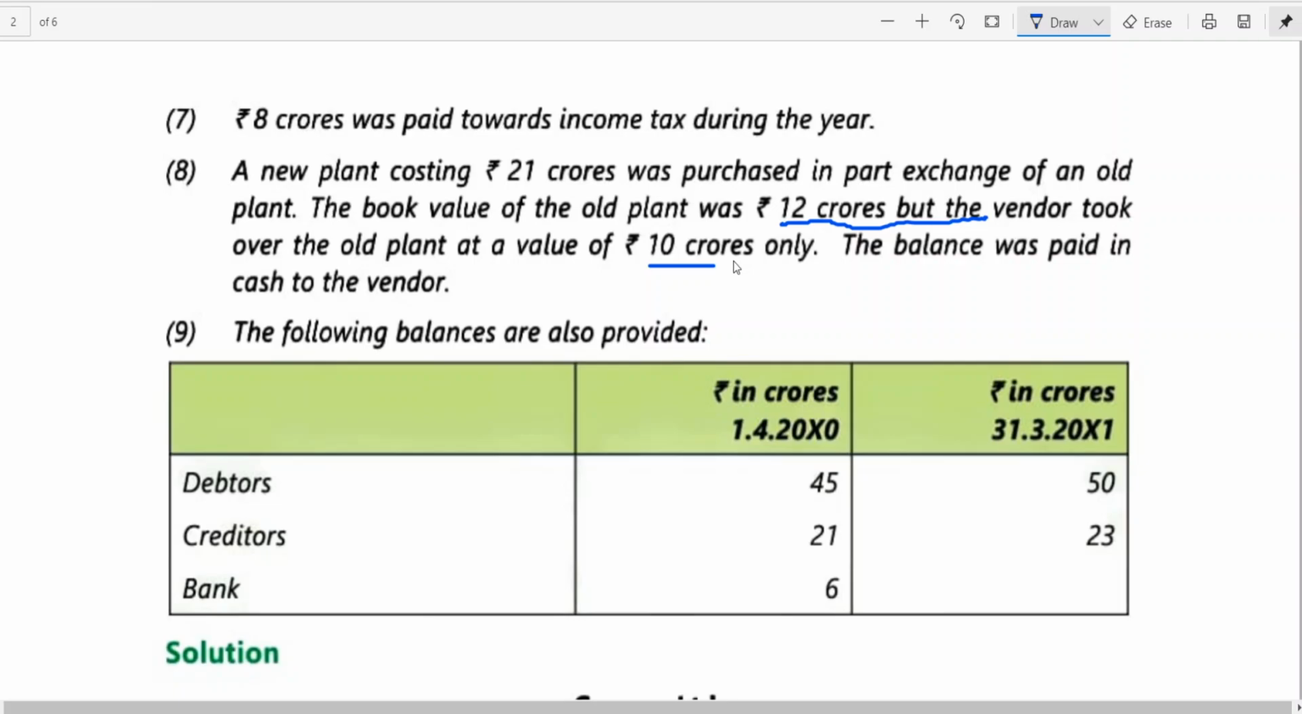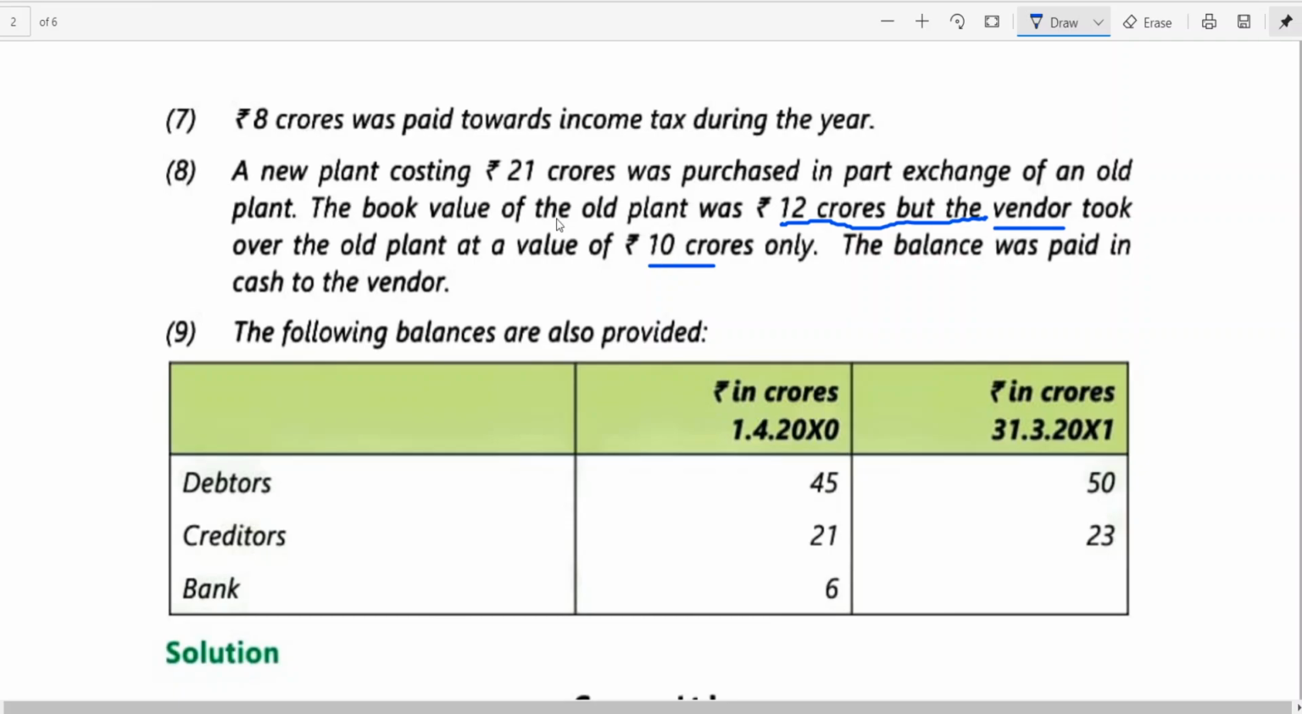But the exchange rate generally, I think, will be less than our book value. That means you went to buy 21 crore worth of plant by exchanging a book value of 12 crore plant. But the vendor, meaning the seller, took over the old plant at a value of 10 crores only. As a businessman, you are feeling 12 crores, but he is accepting the worth of the plant which you are going to exchange as 10 crores.